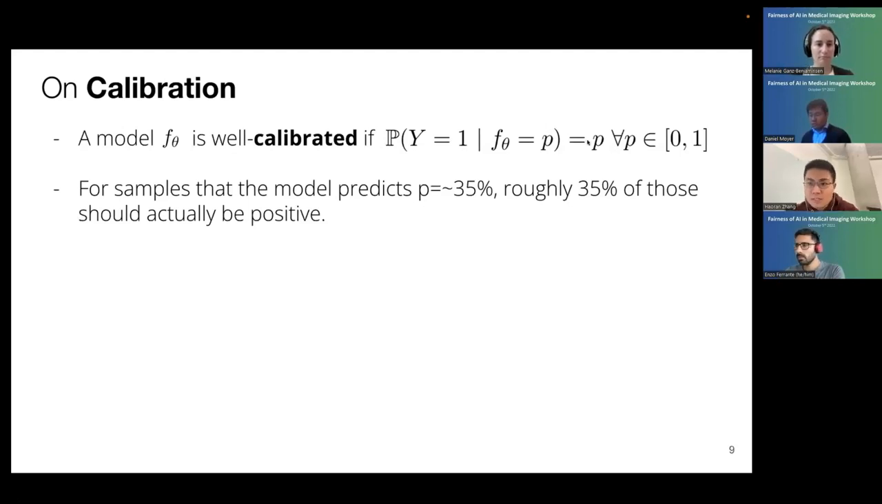Another way to phrase it: if I have a model prediction that predicts 35% probability of no finding for a particular sample, roughly 35% of those samples that I predict to be no finding should actually have no finding. So this says if I have a risk score, it should have some actual meaning to it. The probability should have some actual meaning.